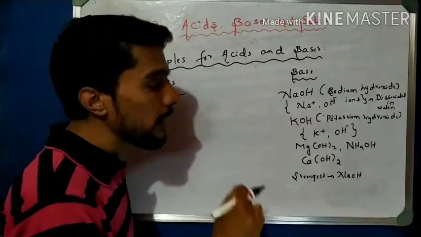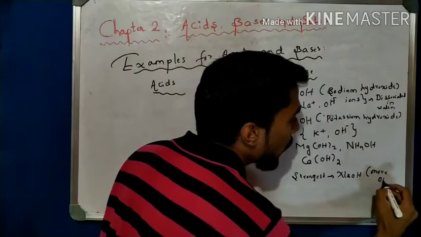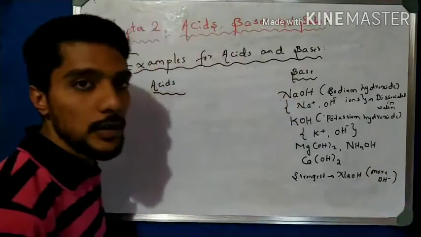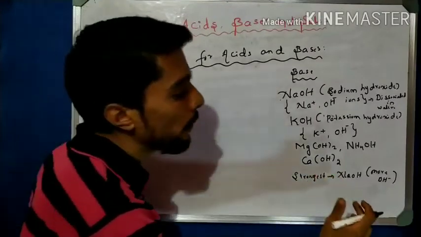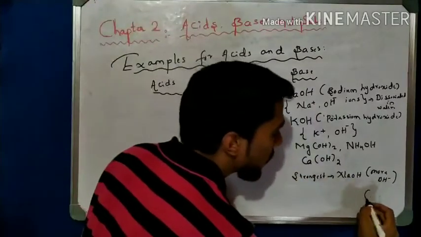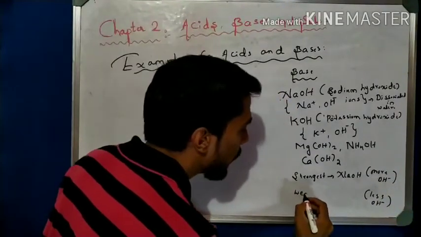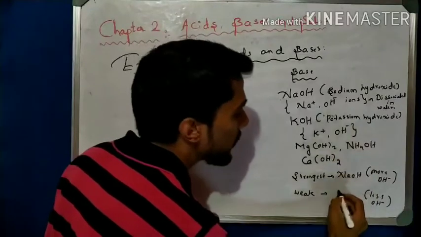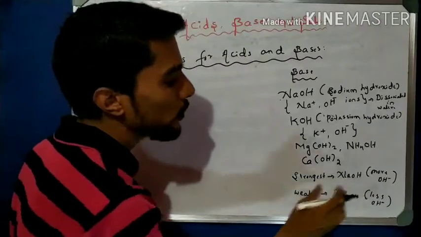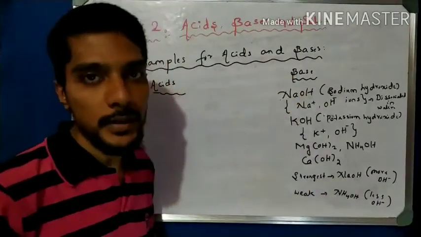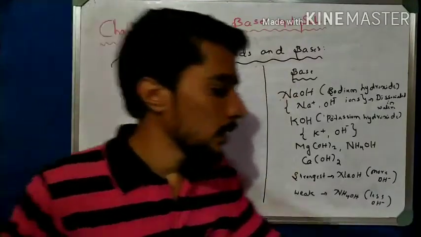The base which gives more OH minus ions is called a strong base. As opposite, the base which gives less amount of OH minus ions is called a weak base. An example of a weak base is ammonium hydroxide, NH4OH. It gives very little OH minus ions as compared to other bases. So these are all about the bases.